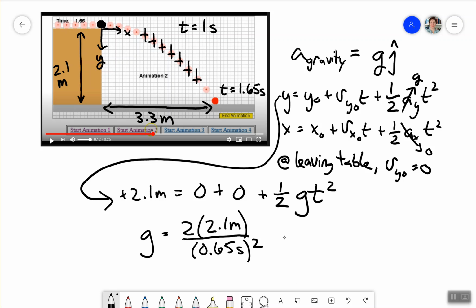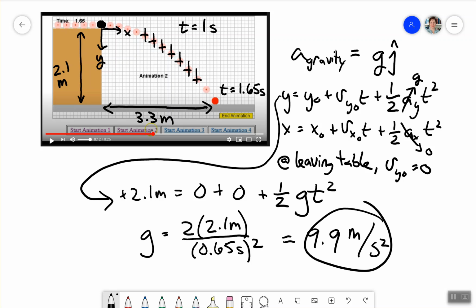Okay, and we're back, and the answer is 9.9 meters per second squared. So we have a very good idea that this is probably Earth.